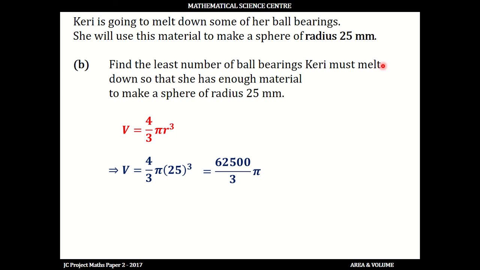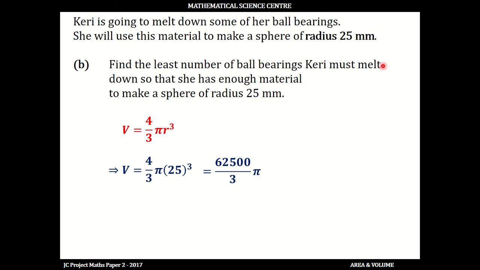And then you can just attach a pi to the answer. But it is perfectly okay to write down the decimal number. Is that okay? It'll make no difference. So you could write the answer as 62,500 over 3 times pi, or whatever number your calculator gave you. Either way, it's going to give you the exact same answer. Now, this is the volume of the larger.